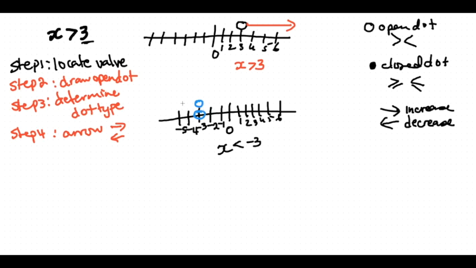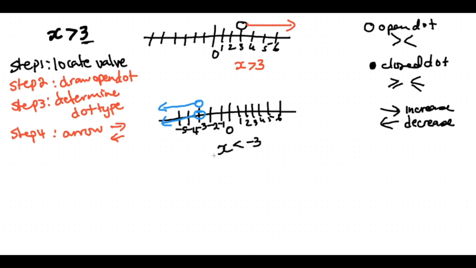Your next step is, of course, we locate the value. We went to step 2. We draw an open dot. We need to determine if it needs to be open or closed. Determine dot type, which is your step 3. This will be open because it's just a less than value, and then the next step is to draw your arrow. Because x is less than, we're going to point to your left, so it can either be on the number line or above the number line, right? So hopefully you all get the hang of it.